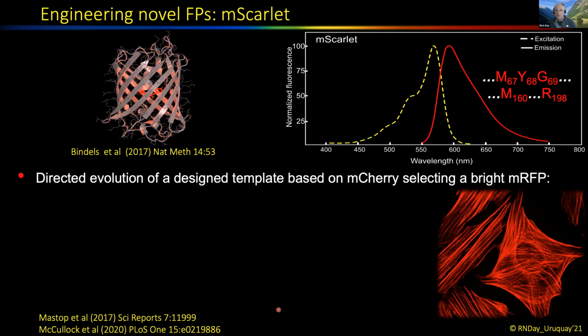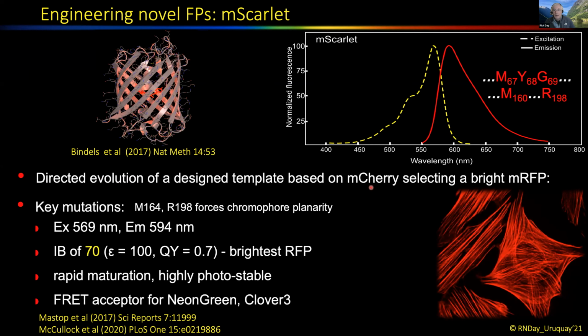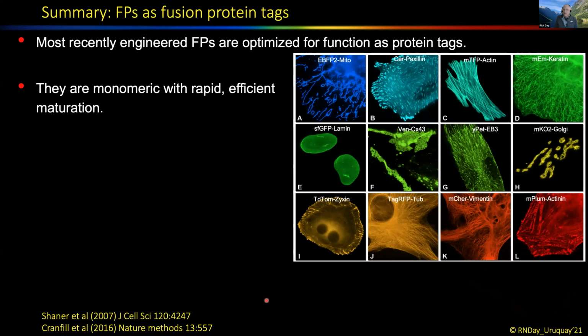And finally, I just wanted to mention mScarlet. mScarlet took a directed evolution approach based on mCherry to generate a very bright monomeric red fluorescent protein. And there are a number of mutations that were introduced into mCherry to generate this. I won't go through them all, but it has an intrinsic brightness of 70. Remember, the autofluorescence is extremely low at these wavelengths, so it's very bright. It forms rapidly, it's very photostable, and it's been used as an acceptor for both mNeonGreen and Clover, among others.